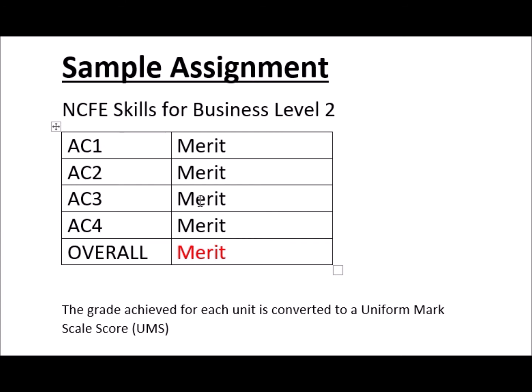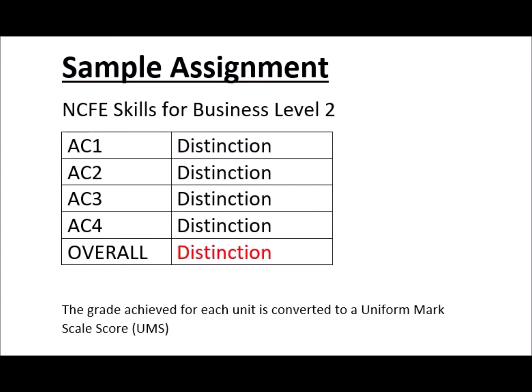And likewise, if you then go off and get a distinction, your overall result still won't change. So I'm sure you can guess it now. The only way of getting a distinction is to get all distinctions. So here we go. Now, just to add a little bit more confusion, there are certain assessment criteria which don't go as high as distinction.